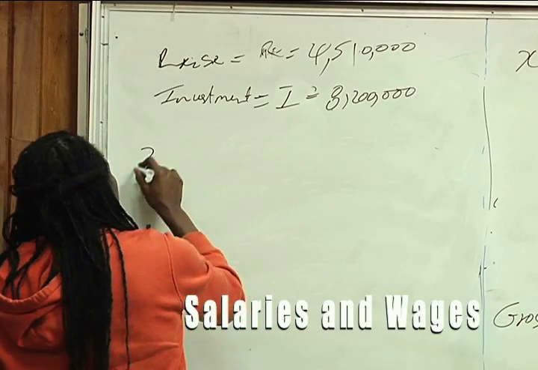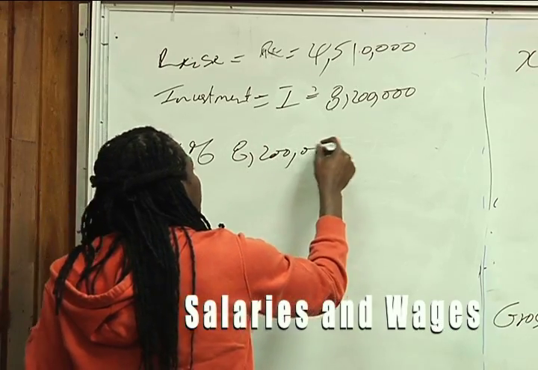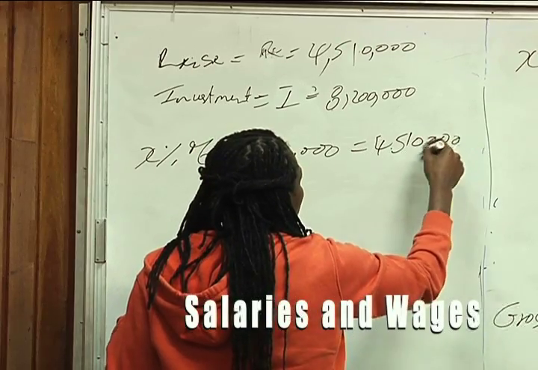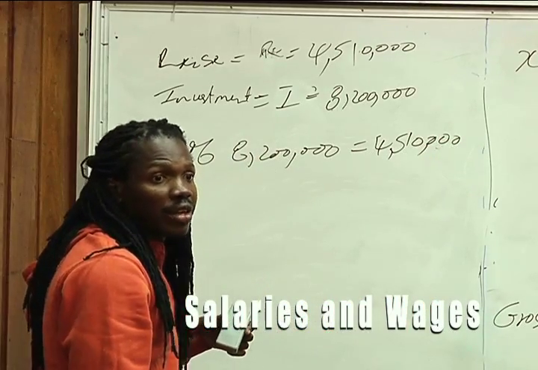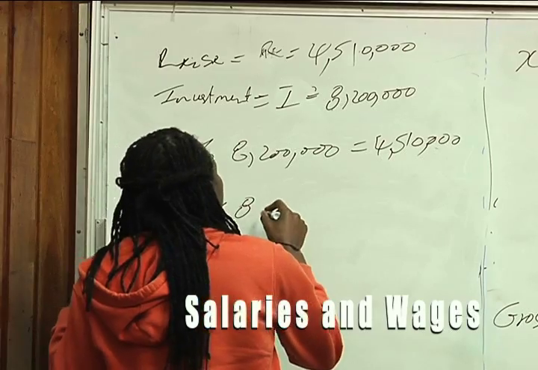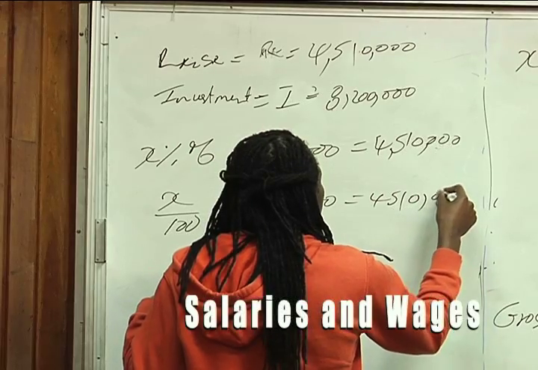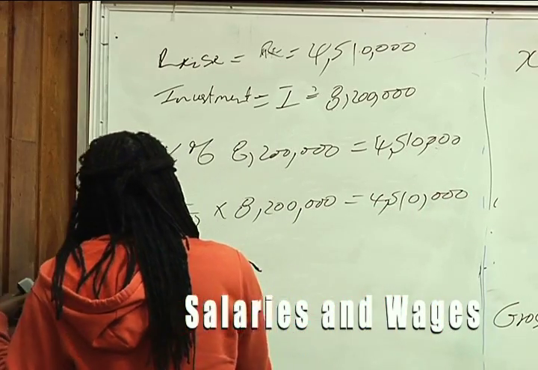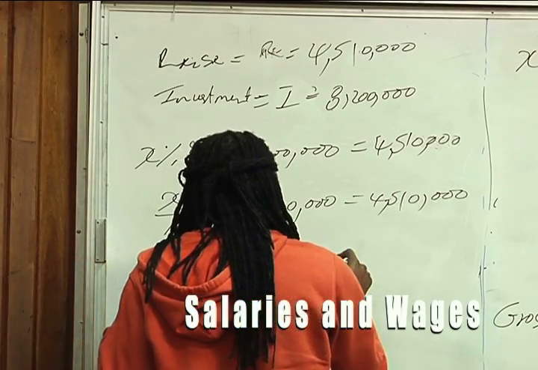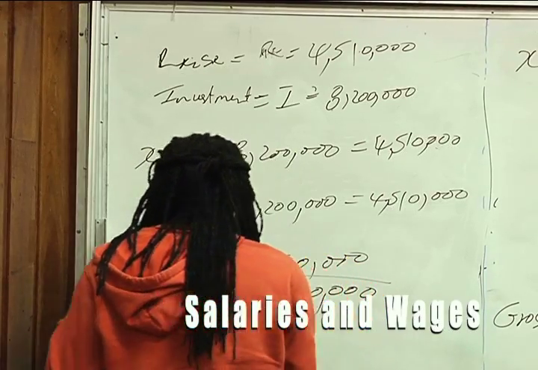And we know that x percent of 8,200,000 equals 4,510,000. So x over 100 times 8,200,000 equals 4,510,000. That means x over 100 equals 4,510,000 over 8,200,000.